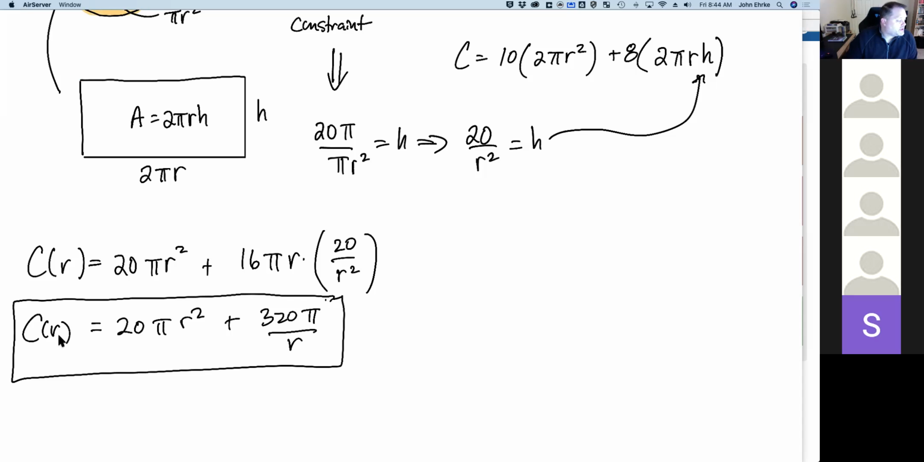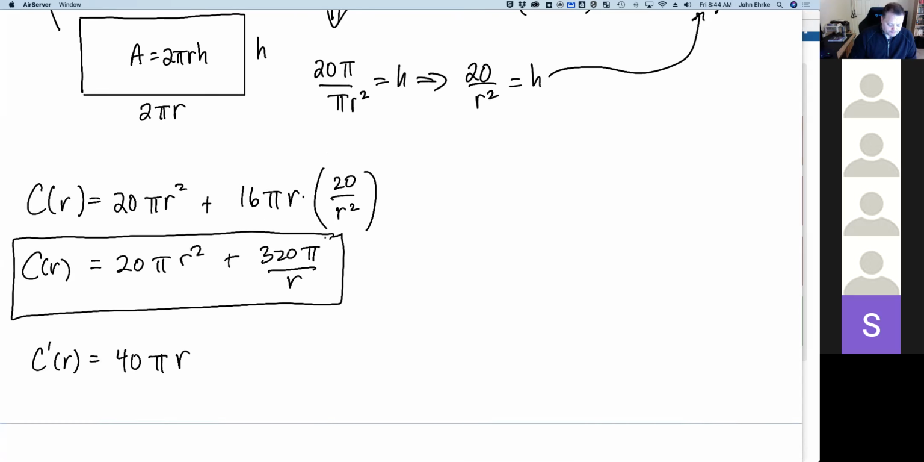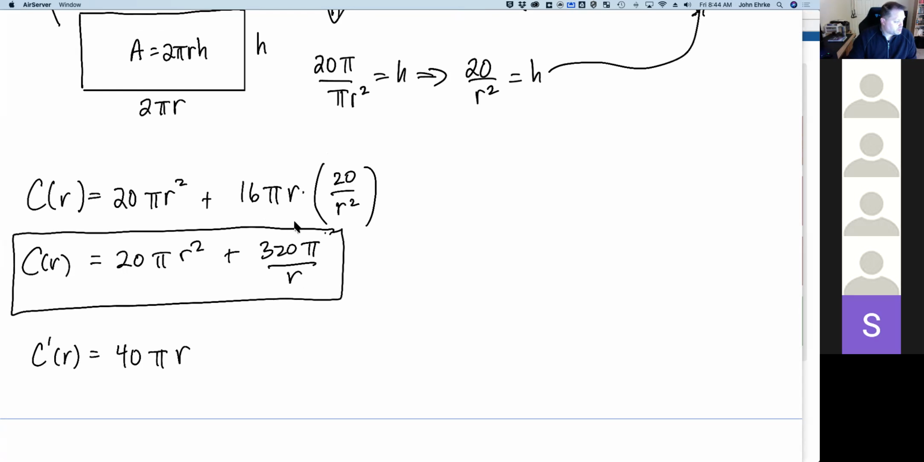So now I must minimize that function because I'm trying to find the minimum cost. So minimize that function over r. So we're going to take the derivative of that function. So starting with the first part here, this is just power rule. So 2 times 20 is 40 pi r. And then here, this is 1 over r. So the derivative of 1 over r is minus 1 over r squared. So this is going to be minus 320 pi over r squared.